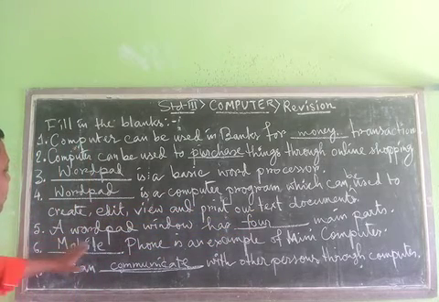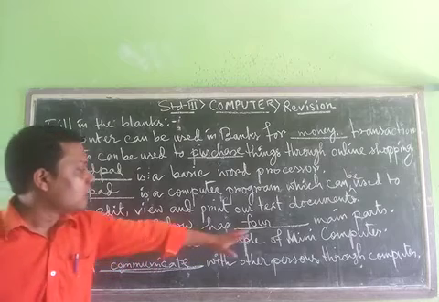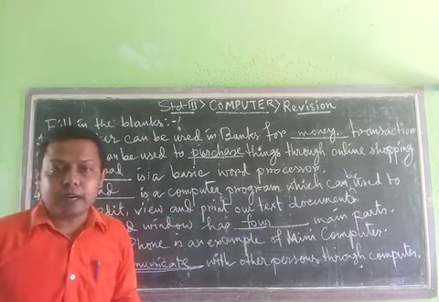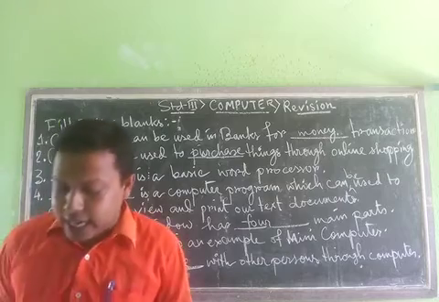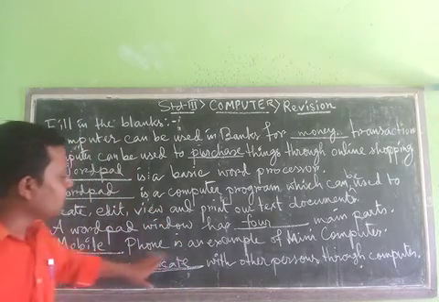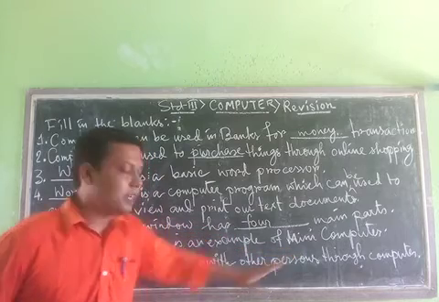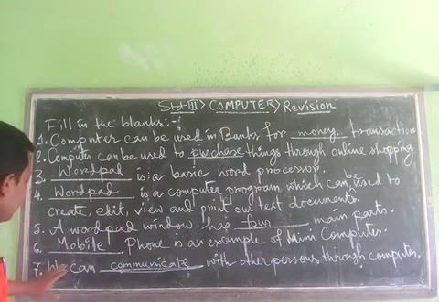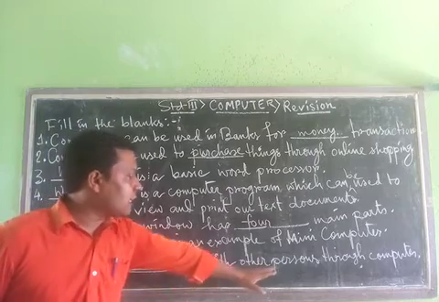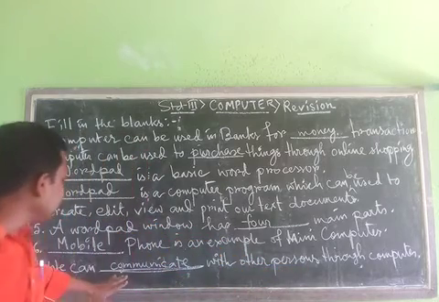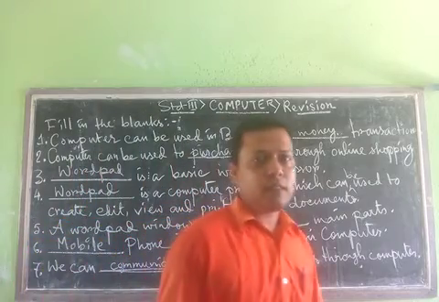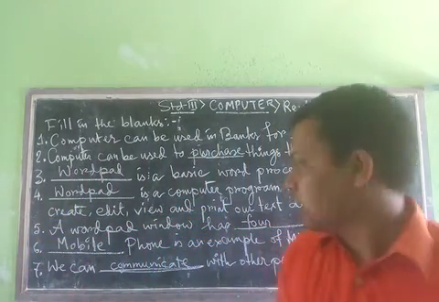Number 5, a WordPad window has dash main parts, 4 main parts: format bar, ruler, document area, and toolbar. Okay. Number 6, dash phone is an example of mini computer. Answer is mobile phone. Number 7, we can dash with other persons through computer. That is communicate through online, like email, video chatting, etc.